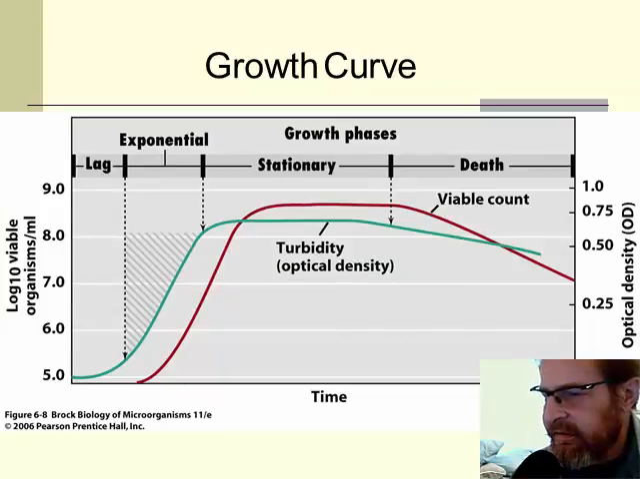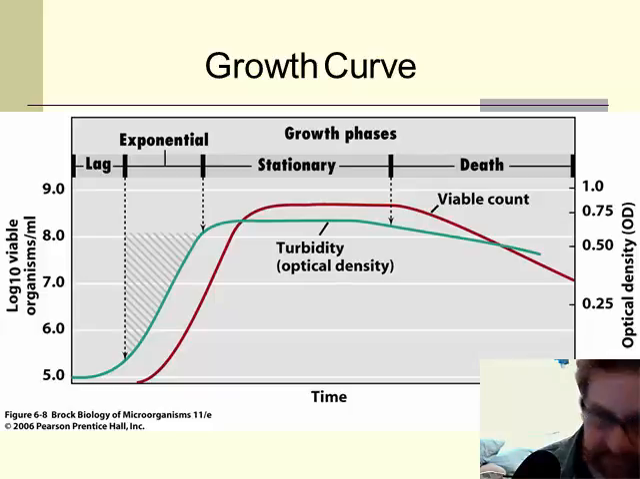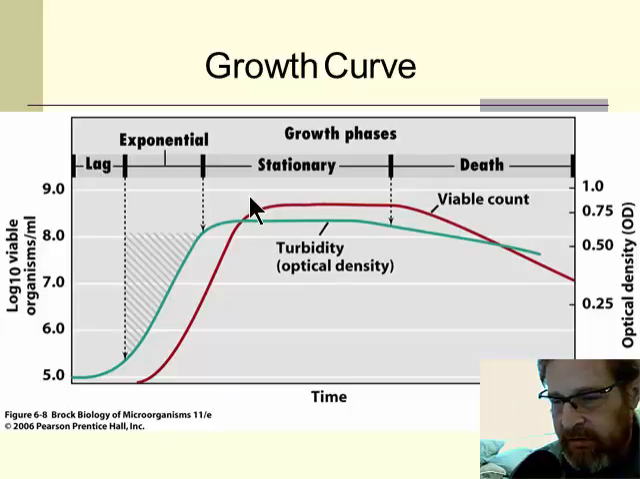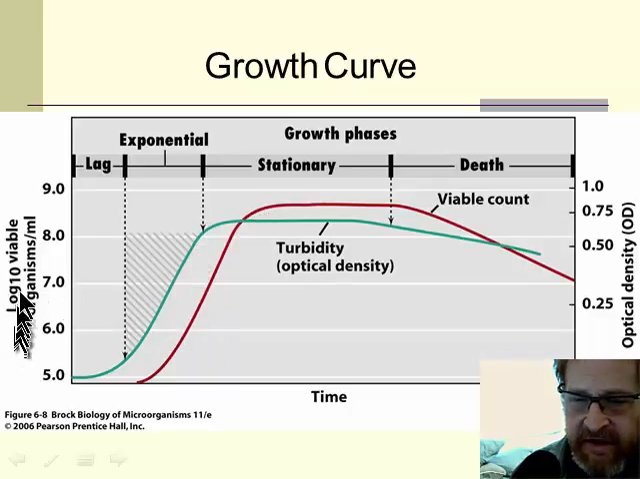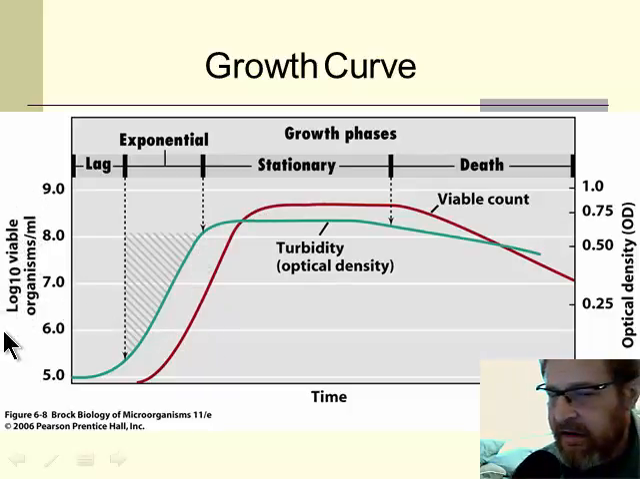The bacterial growth curve is divided into four parts. First is the lag phase. The second is the exponential phase. The third is stationary phase. And the last phase is the death phase. And I think it's important to note that this scale is the log base 10 of the number of cells.